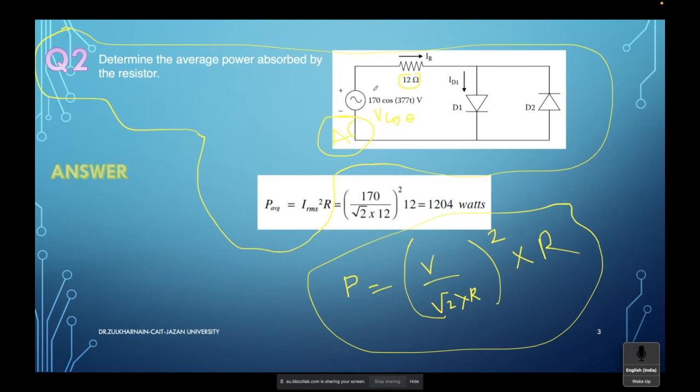So what is the voltage here? You have to pick it from the problem. You do not have to write all this. V is 170, that's it. So from the problem, you just write V is equal to 170, and R is equal to 12. If you can pick those up, just substitute all these values. You have V 170 divided by root 2, multiplied by resistance 12, whole squared, multiplied by 12. If you work it out, you get 1204 watts.